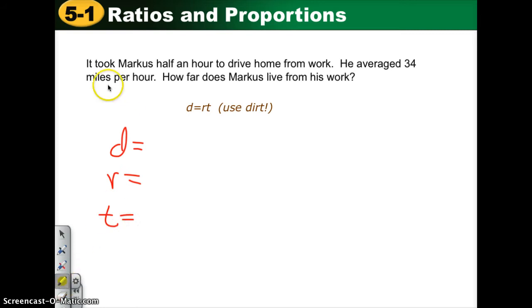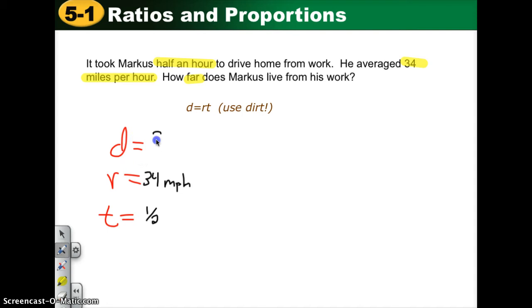So as we read through a problem: it took Marcus half an hour to drive home from work. He averaged 34 miles per hour. How far does Marcus live from his work? So what that tells me is that it took Marcus half an hour. Okay, we need to decide if we're looking at hours or minutes. If it took Marcus 1/2 hour, his time would have been half. Normally we would say 30 minutes, but look at our rate. Our rate is measured as 34 miles per hour.